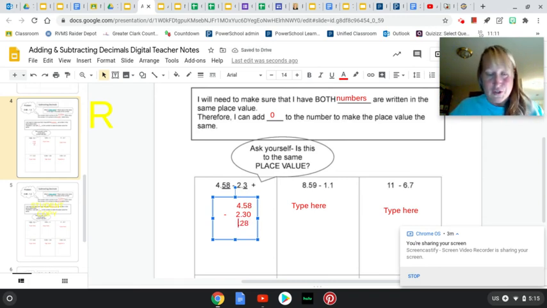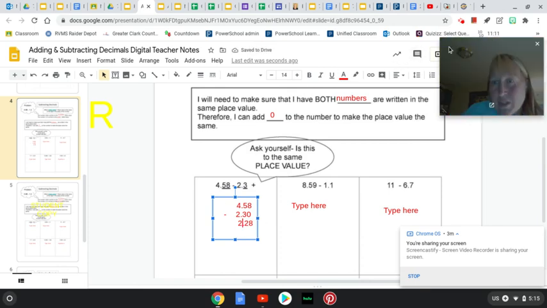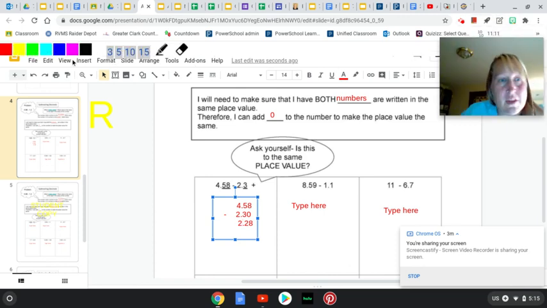4 subtract 2 is 2. And so let's double check all of this. What you need to notice is that these are supposed to be lined up. My decimal points are lined up. So 8 subtract 0 is 8. 5 subtract 3 is 2. 2 subtract 2 is 2. So it's the exact same way.